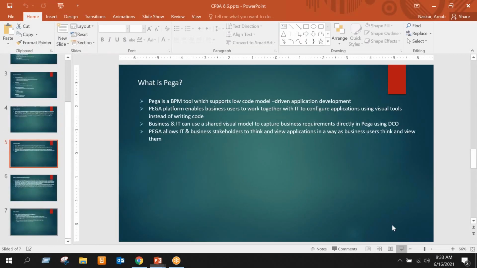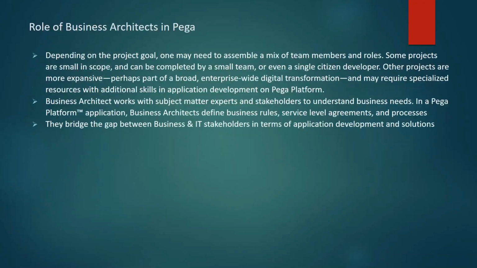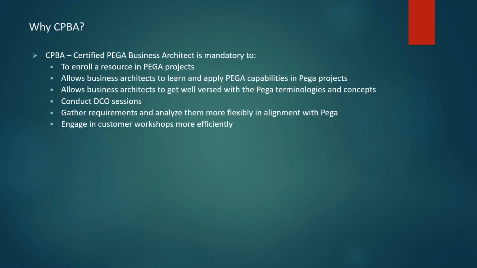Right, then I think we are past our time. So, this is all we discussed: the role of a business architect in PEGA, and why CPBA is required. I mean, to enroll a resource in PEGA projects and allow business architects to learn and apply PEGA capabilities in PEGA projects. Because unless you go through the CPBA course and are aware of PEGA, then in the client requirement discussion, how would you highlight the PEGA capabilities when they ask for a certain requirement, in terms of solution approach or proposed approach?